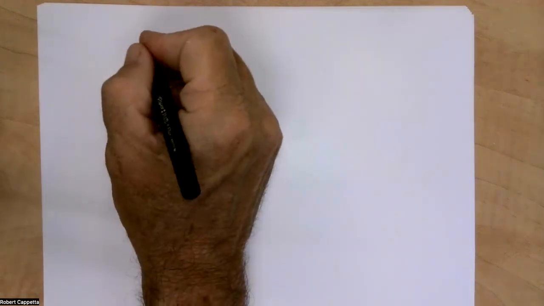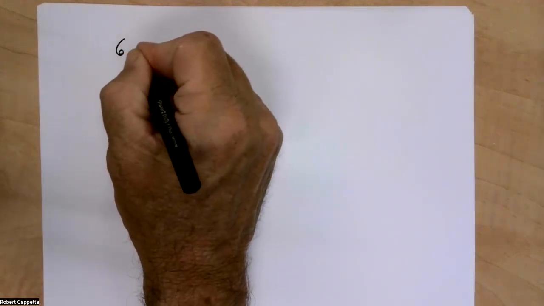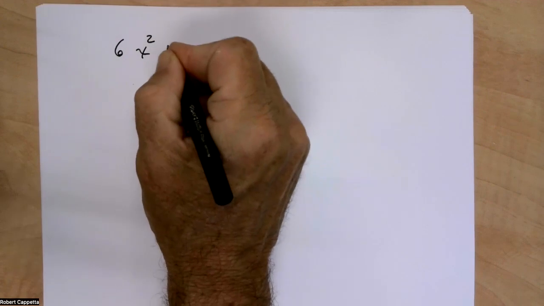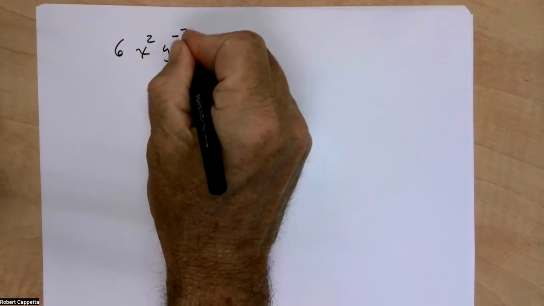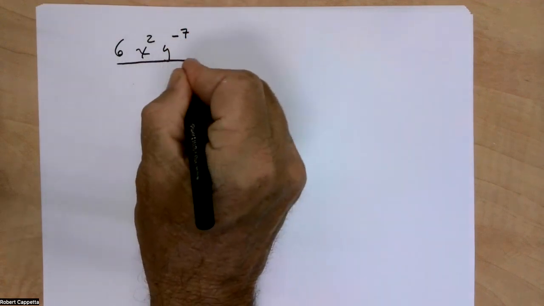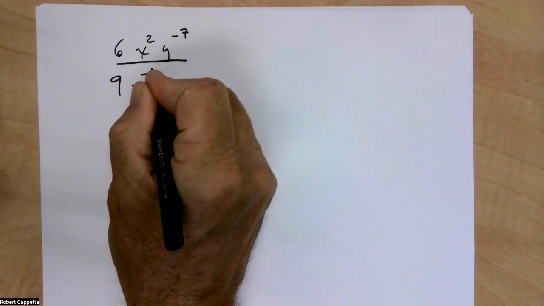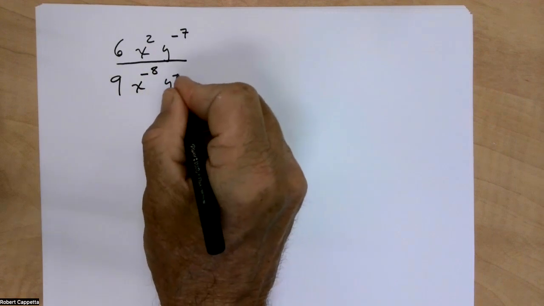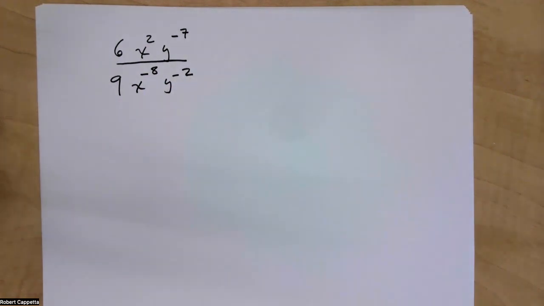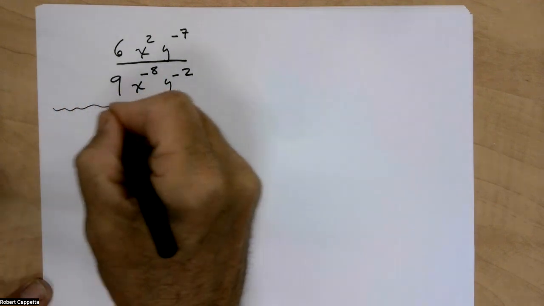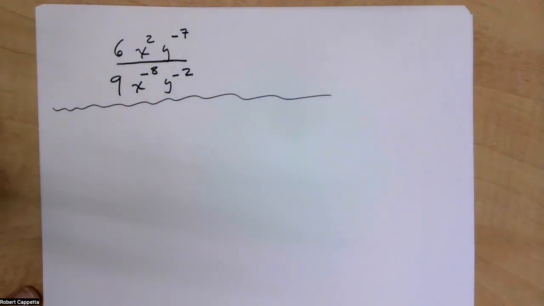Let's do one more of those if we can. How about this? How about 6x squared y to the negative 7 over 9x to the negative 8 times y to the negative 2. Using that first process, again, simplifying the top, simplifying the bottom, and then dividing. Let's use that process. We'll come back and look at this problem a second time.